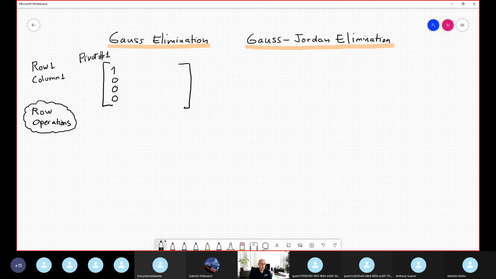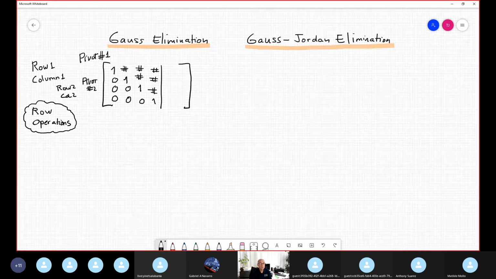Now I continue. I create again 1 in the second row, so row 2, column 2. You create another pivot. This is pivot number 2. And this pivot number 2 helps me to create 0 here and 0 here. And so on. Pivot number 3, 0. And pivot number 4. I suppose that the rest is just a number. But at this moment, I have almost solved the system.